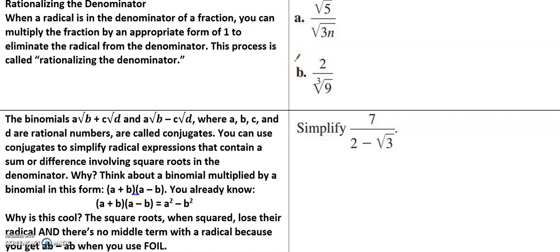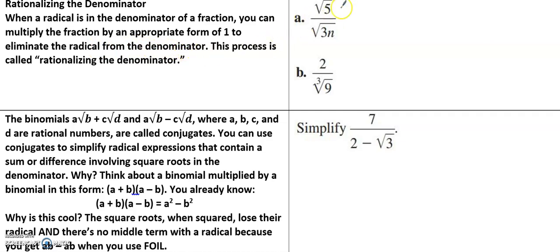I know I'm saying this fast. You can slow it down. You can listen to it a million times. But the idea is we can't have a square root or a cube root in the denominator of a fraction. So when a radical is in the denominator of the fraction, you can multiply the fraction by an appropriate form of 1 to eliminate the radical from the denominator.